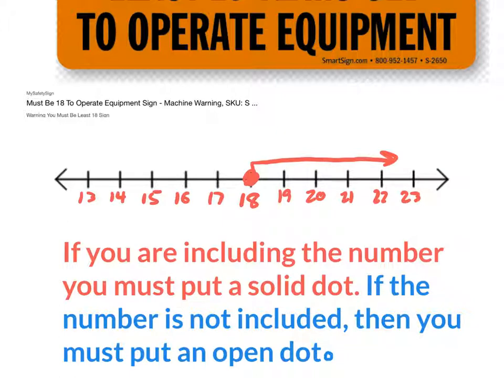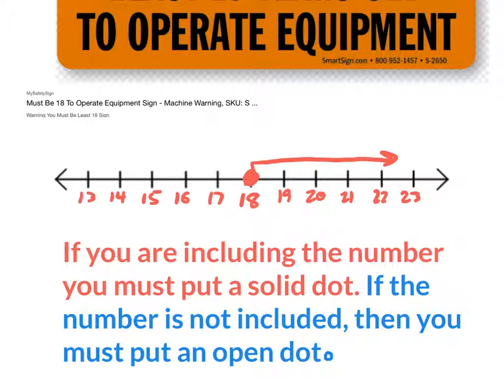Okay, perfect. So if you say 18 and above, then you're going to put a solid dot because it's including 18. But if it says you have to be older than 18, right? That means above 18. You can't be 18. You have to be older than 18. That would be 19 and above, right?